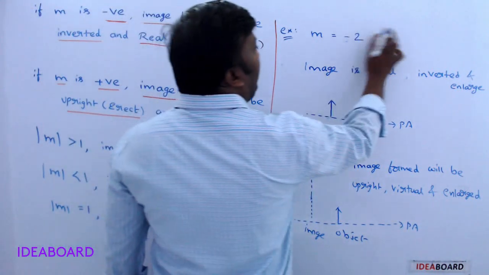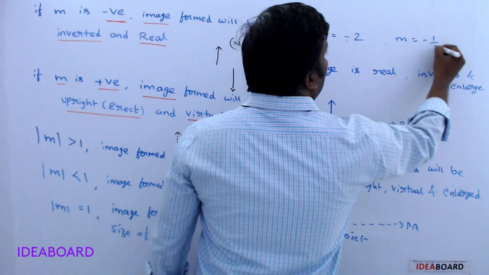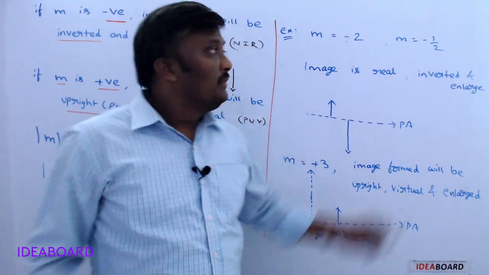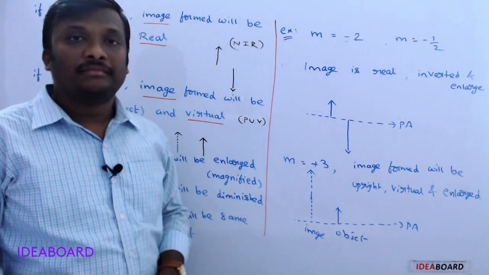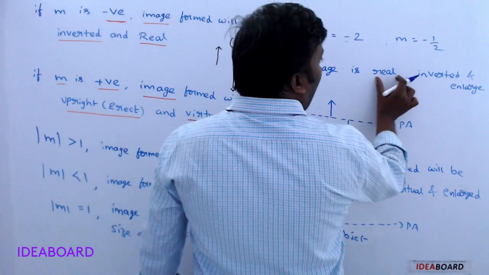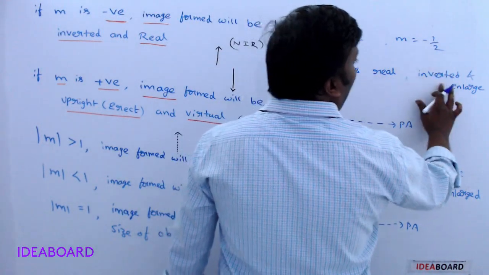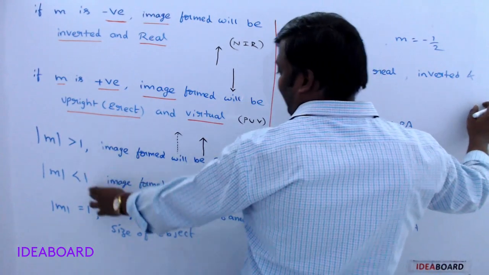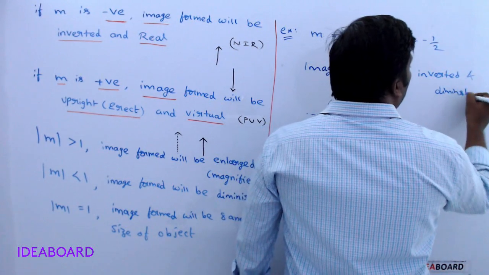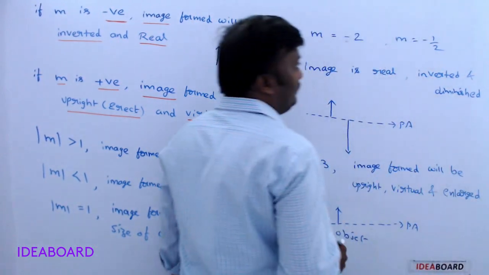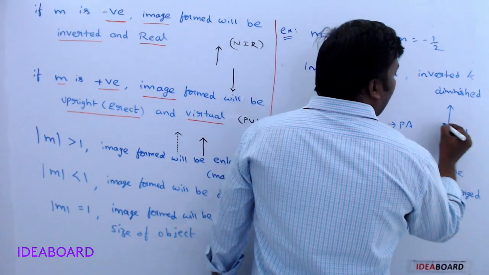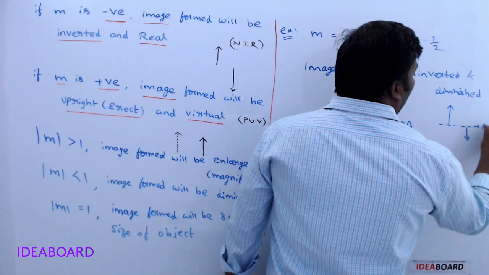Now take one more example. M is equal to minus half. Pause the video and say the values. Minus half means the image will first be real and inverted, but the magnitude is lesser than 1. Whenever it is lesser than 1, the image will be diminished. You may write that the image is diminished. Understand? So the object size is more, the image size is half of that, and it is drawn like this.